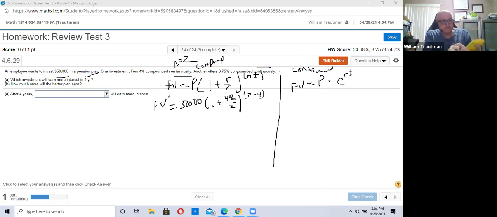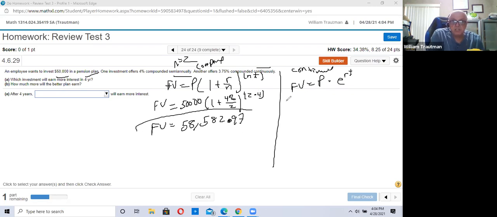Let's put this in. 50,000, parentheses, 1 plus fraction, 4% over 2, close parentheses, raise it to the power, parentheses of 2 times 4. And when I put this into my calculator, I get $58,582.97.